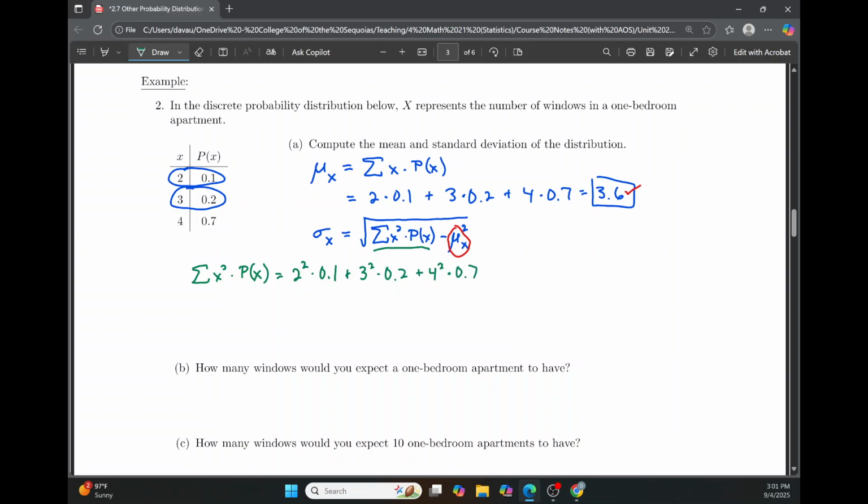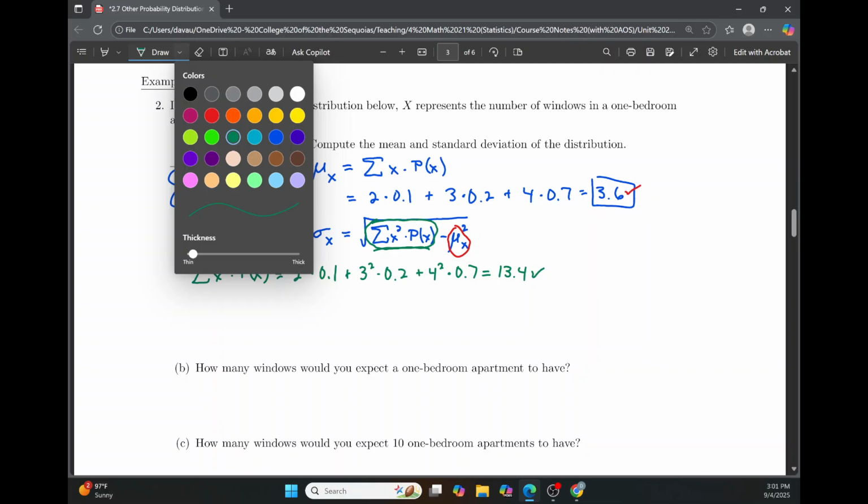Okay. And then we can punch this into Desmos real quick. 2 squared is 4, so 4 times 0.1 plus 9 times 0.2 plus 16 times 0.7. That comes out to 13.4. Okay, but that's not my final answer. That's just this chunk of the formula. It's 13.4. So what I need to do now is plug those pieces in. So let's do it.